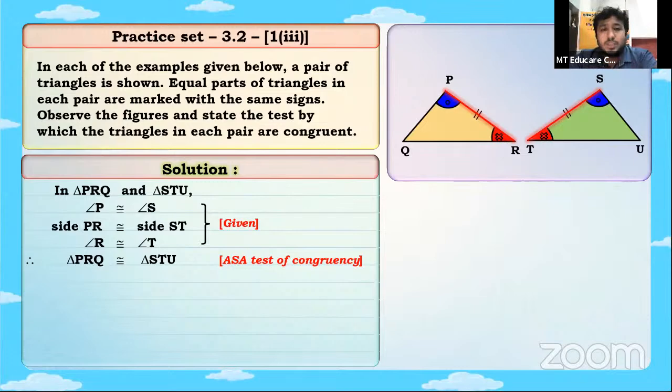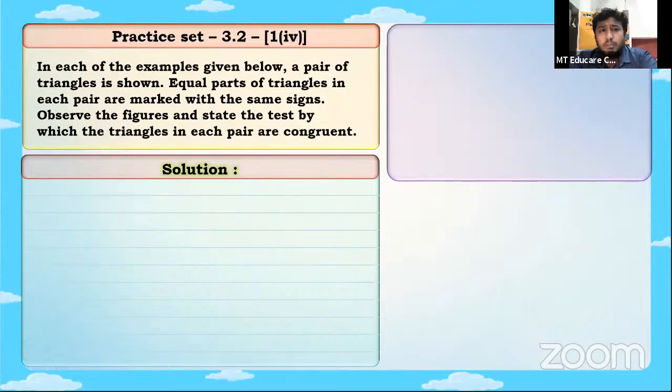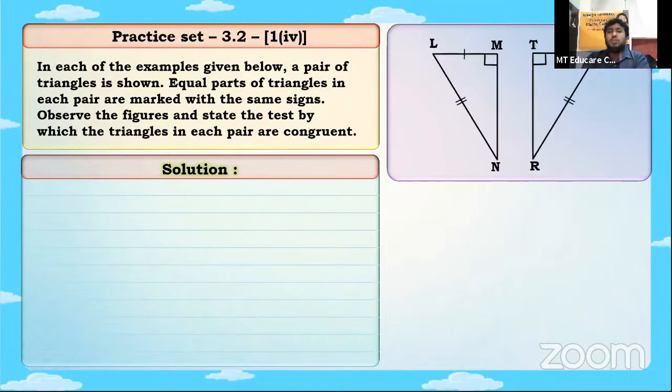Okay, students, let's proceed further. Practice set 3.2, question number 1, sub question number 4. Students, this is one of the important sums which can come in your school exam for 1 mark, or it can even come as a multiple choice question.